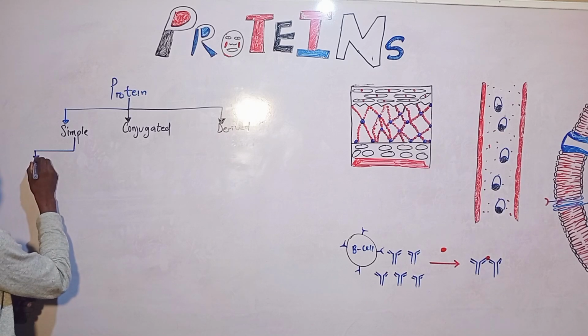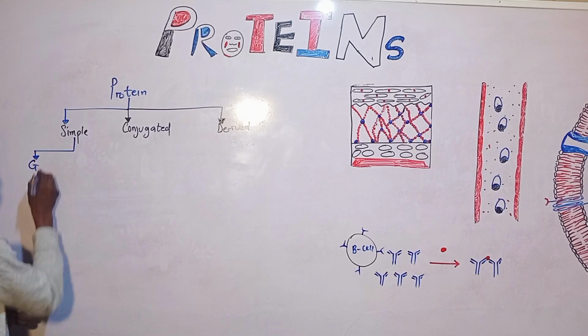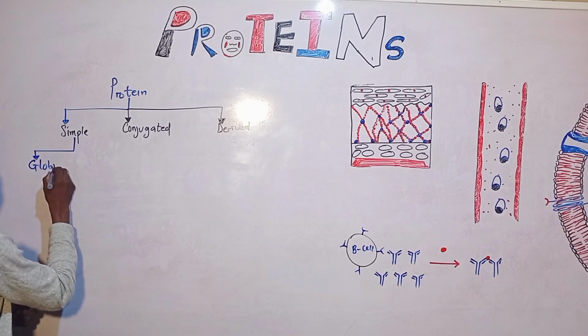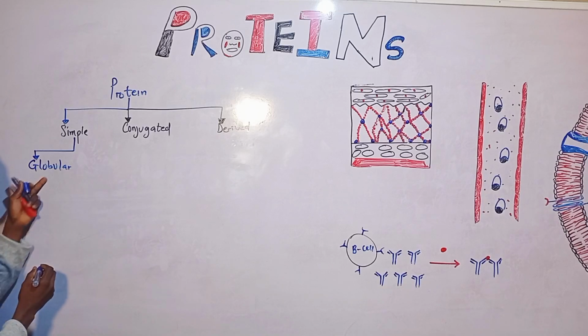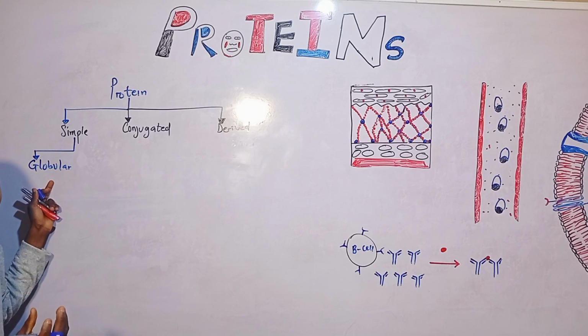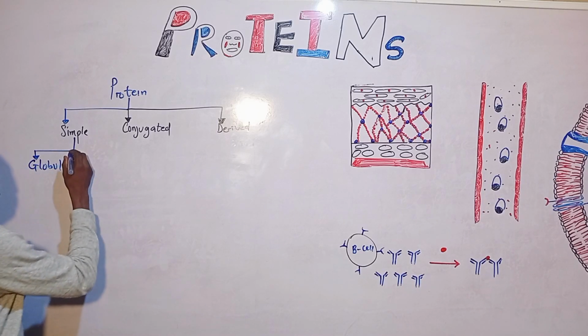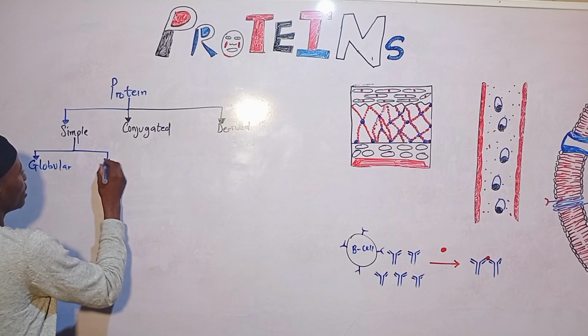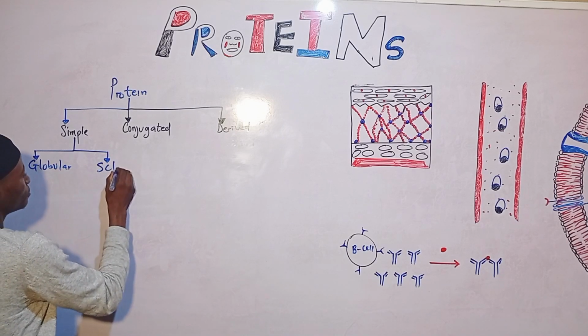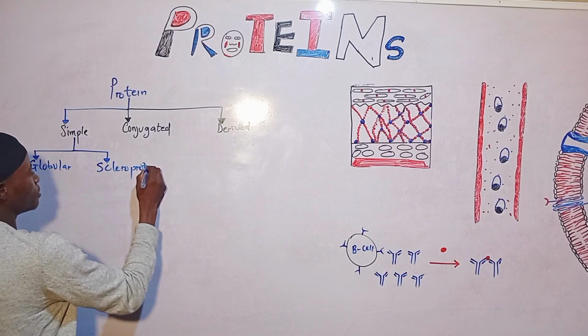Then under this, we have the most common one, which is called the globular protein. Globular proteins have a globular shape. That's globular protein. Then further classification, we have the scleroprotein.